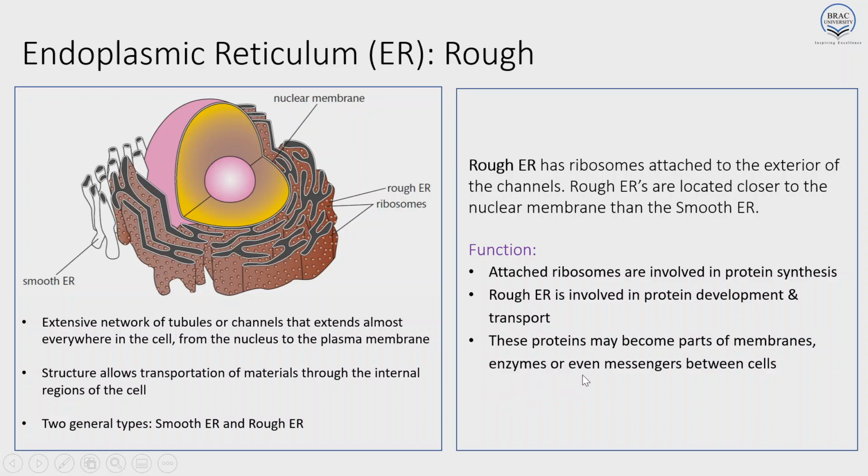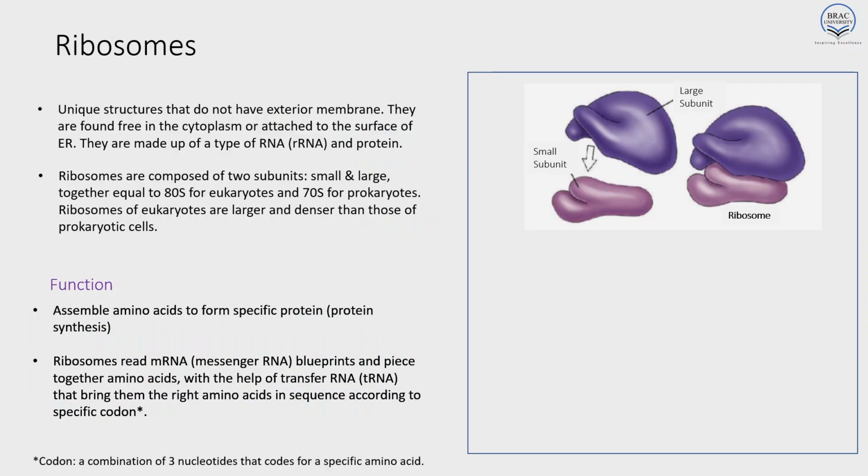And messengers. So messengers are also proteins. So messengers are basically like cytokines that communicate between cells. So proteins may become cytokines or messengers. So moving to the next slide.